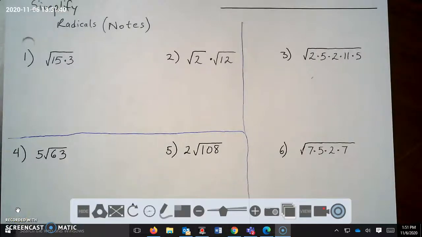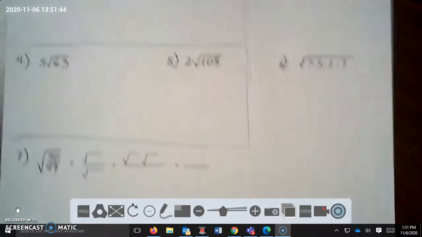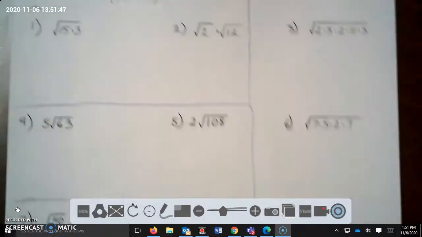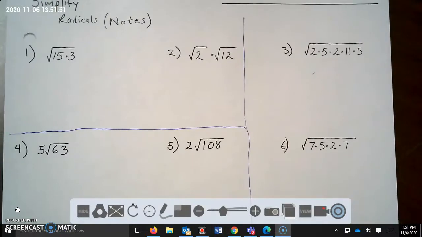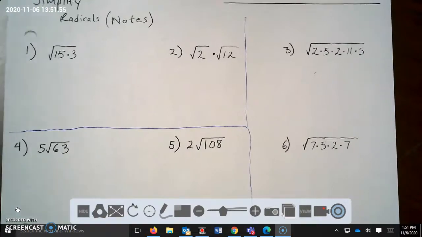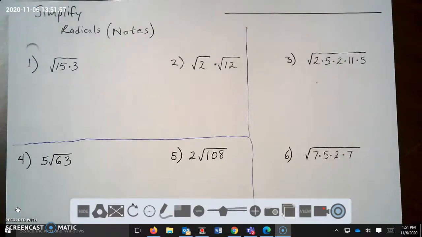Moving forward with our simplifying square roots, everybody, while these problems might look different on the surface, you're going to see it's really the same idea. So here we go. I sketched out some rough lines just to pair the problems up because it'll be like that on the assignment. So looking at 1 and 2, you can see there's multiplication involved.